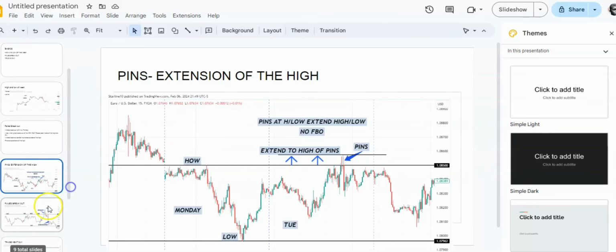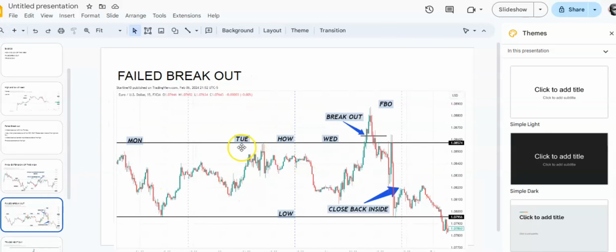So how does a real failed breakout look like? So look at Monday, look at Tuesday, we extended those pins. And then on Wednesday, you can see that we also pin the high. And again, this candle here pins the high. That is now the high of the week. And then that candle broke out. That is the breakout of the high of the week. And then price comes back down and closes back inside of the high and the low of the week. This is now a failed breakout.